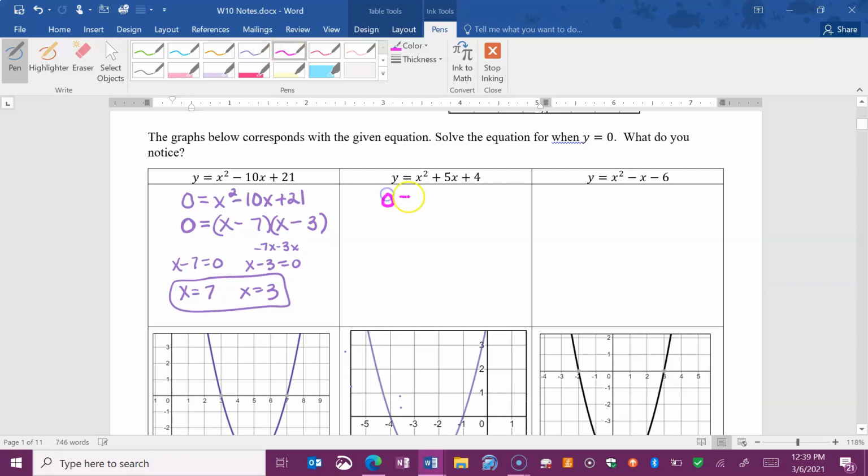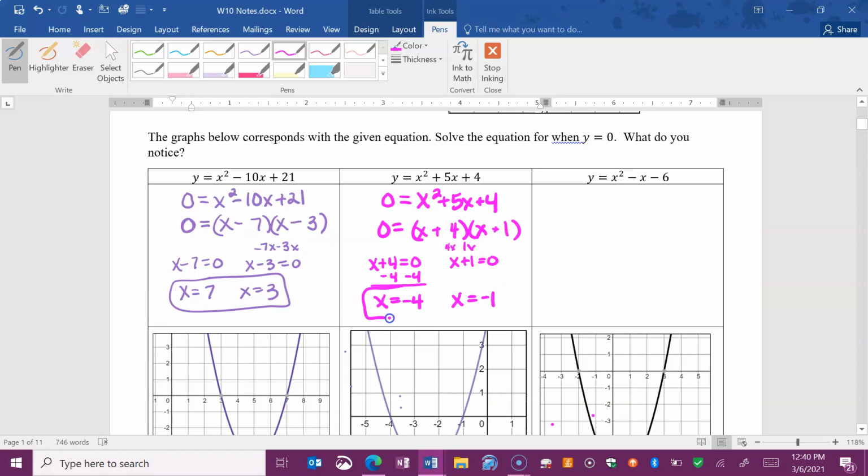If I set the second one equal to 0, my next step is to factor, and I don't have a GCF. 2 and 2 is never going to get me 5, so I'm going to try 4 and 1. Let's see, 4x, 1x, both positive. That works great. So I set x plus 4 equal to 0 and x plus 1 equal to 0. When I subtract the 4 over, I get x equals -4. When I subtract the 1 over, I get x equals -1.